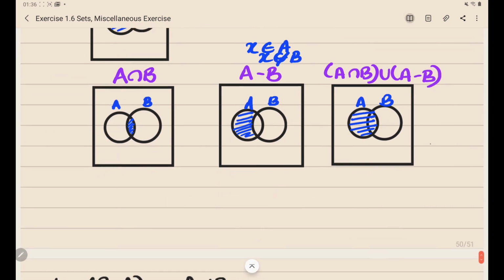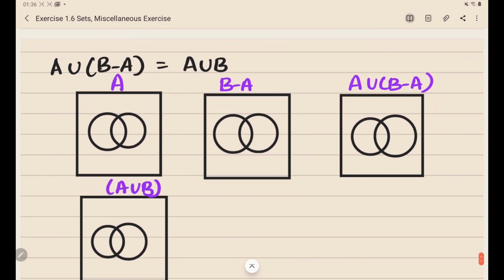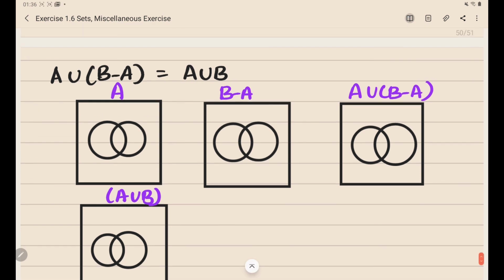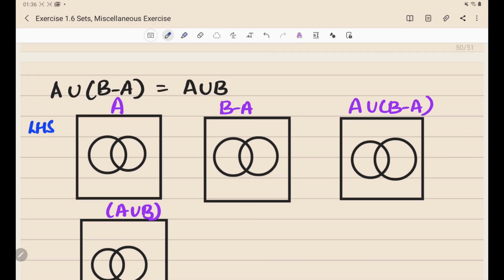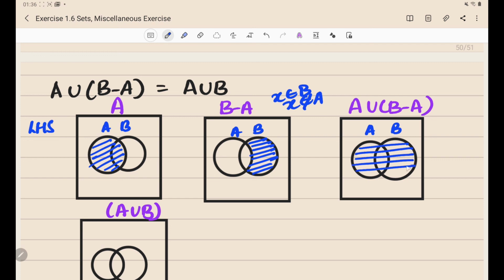Now let's go to the second part of this problem: A union B minus A is equal to A union B. First let's start with the LHS. Set A is marked in the first one, and then it is set B minus A. What is this B minus A? That is X belongs to B, but X does not belong to A. This is the portion, right? If you take the union of that, what will you get? The complete both the sets A and B, right?